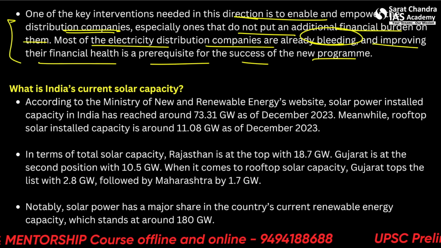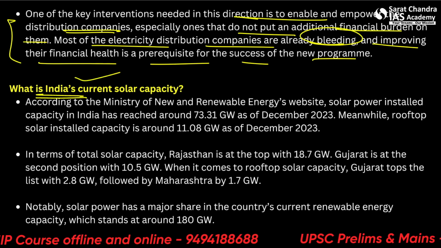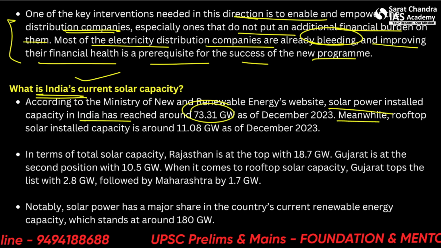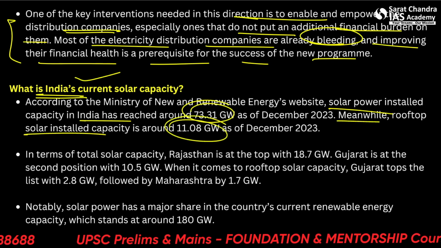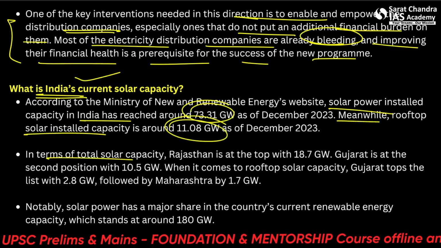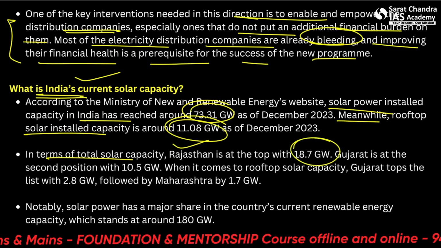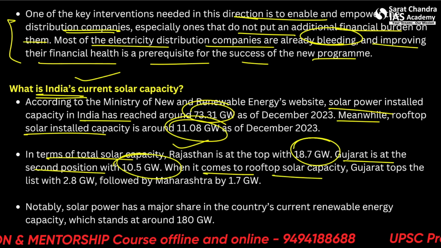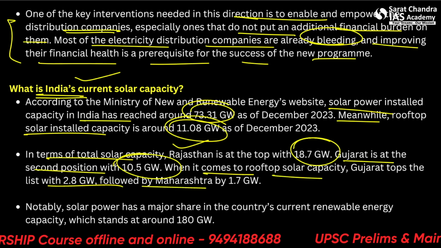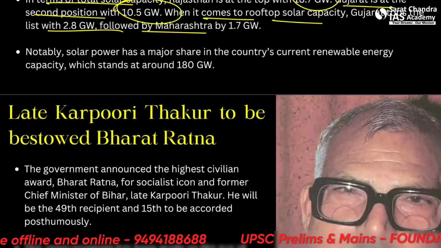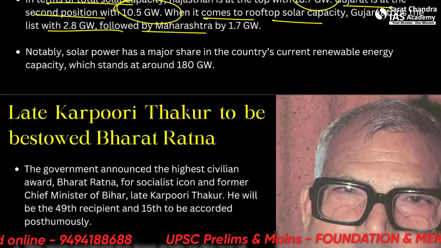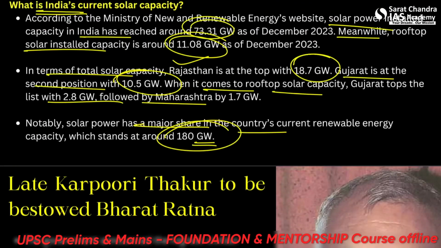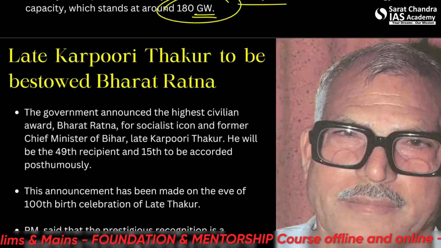We have already learned India's current solar capacity. Solar power installed capacity in India has reached around 73.31 gigawatts. Meanwhile, rooftop solar is around 11 gigawatts. In terms of total solar capacity, Rajasthan is at the top with 18.7 gigawatts. Gujarat is in second position with 10.5 gigawatts. When it comes to rooftop solar, Gujarat tops, followed by Maharashtra. And solar power has a major share in renewable energy, which is about 180 gigawatt overall. We already know all this.